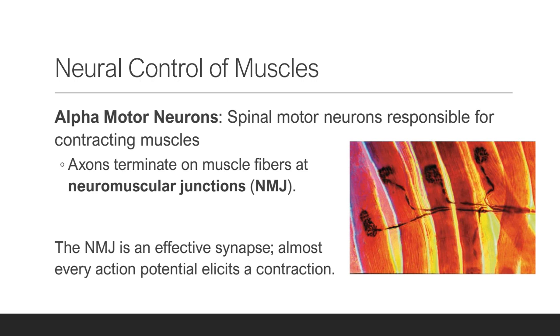So alpha motor neurons form these really efficient connections with these muscle fibers at neuromuscular junctions. And I say they're efficient because basically the arrival of even a single action potential in a motor neuron is capable of producing an action potential in the muscle fiber almost every single time. So almost every action potential will elicit a muscle contraction.